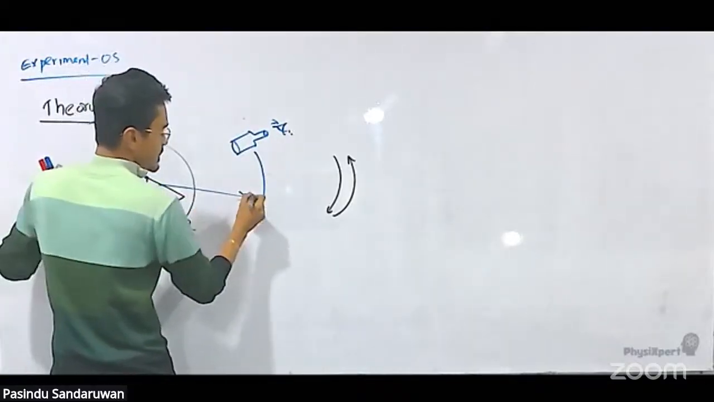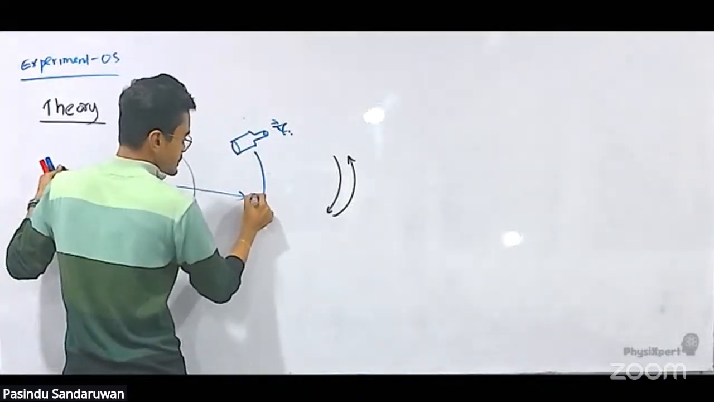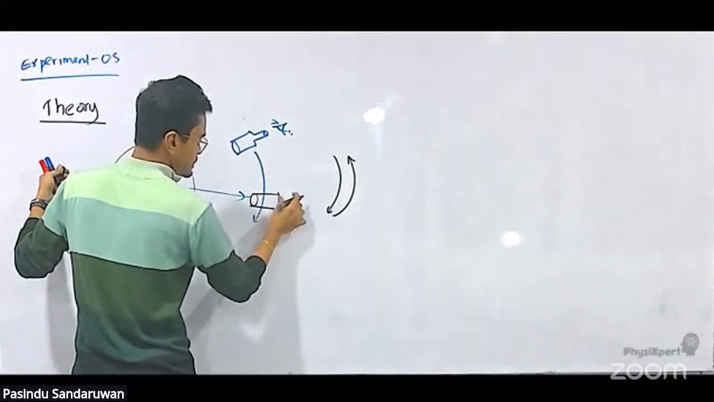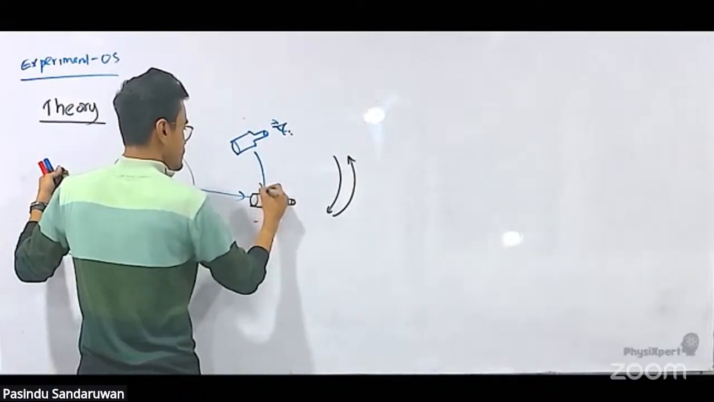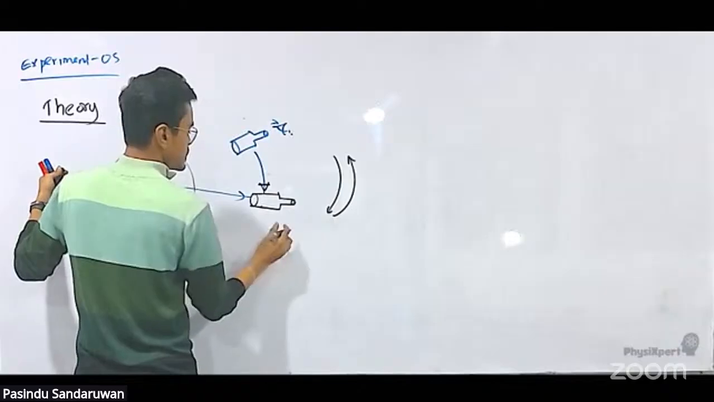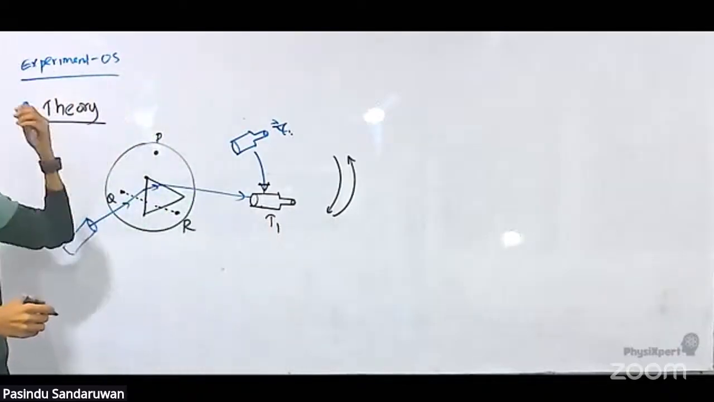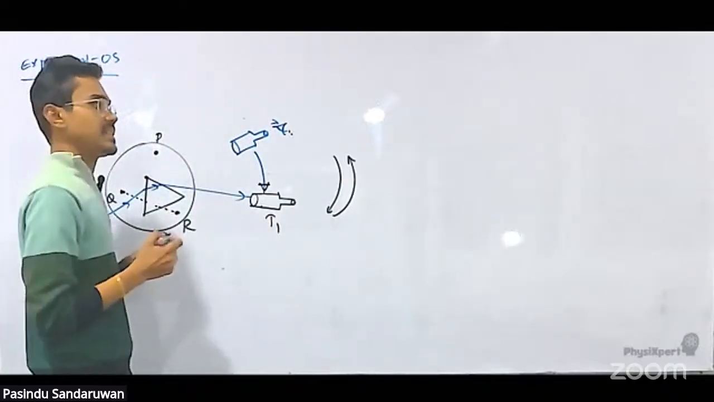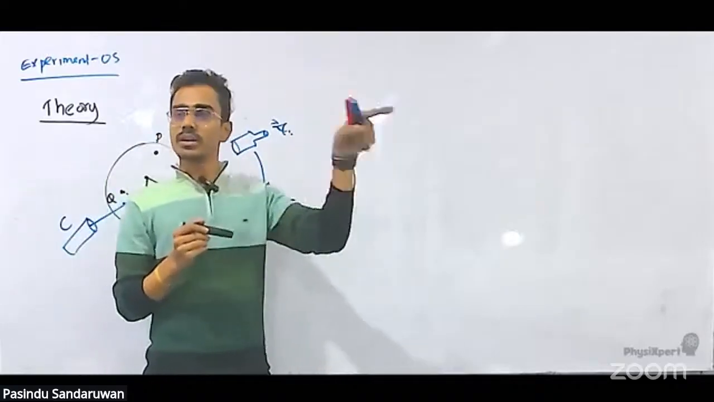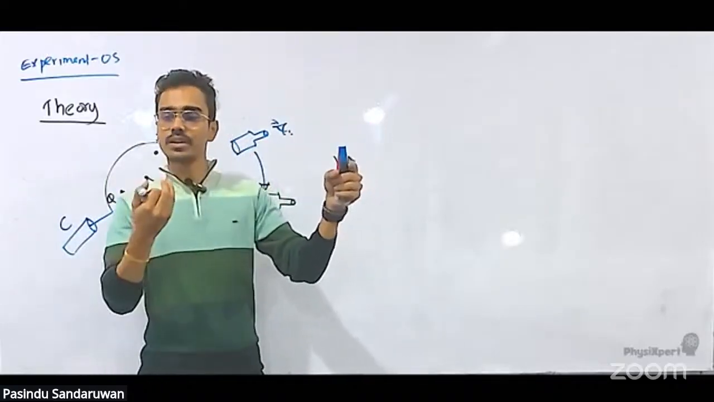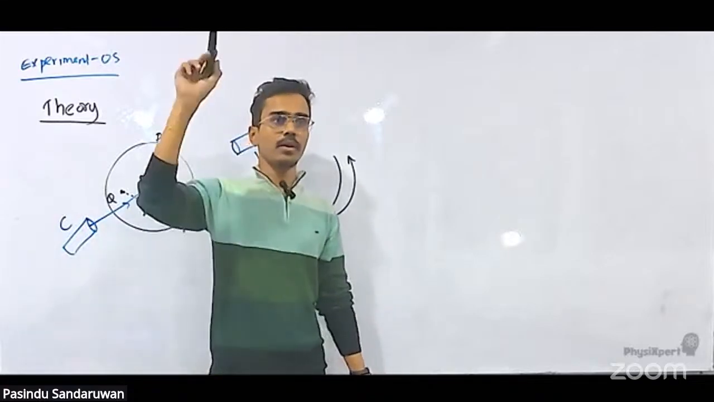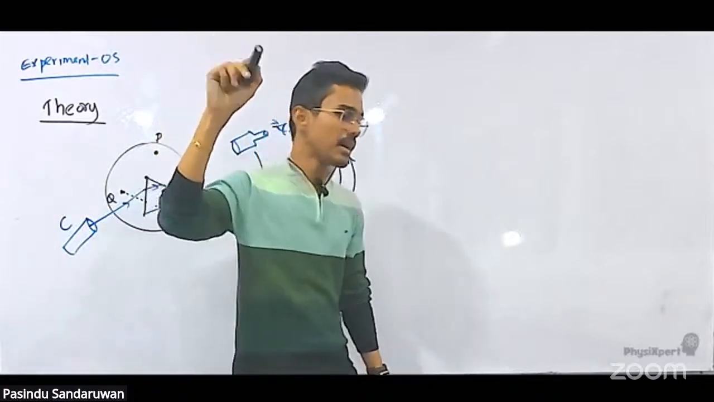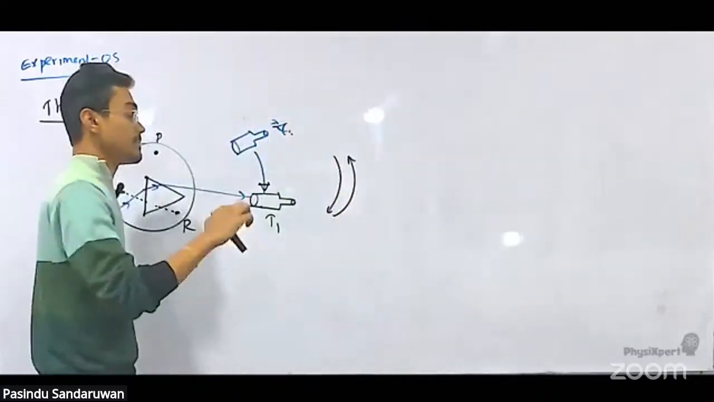Say that reading is here, T1. That point is the exact point where the minimum deviation occurs. Minimum deviation has passed. Then that is the exact point where minimum deviation occurs.